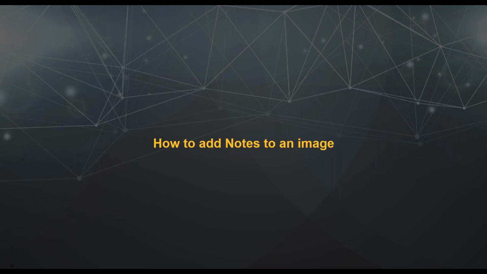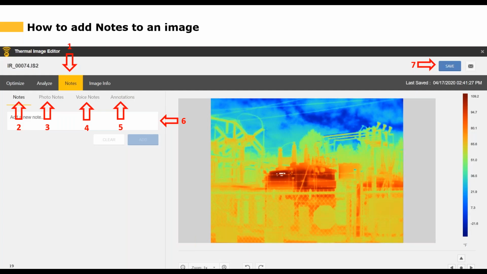All right, so that was a lot of information, but we covered basically how to optimize your image and how to analyze your image so that you can present information to your customers and focus in on the areas that they need to see. The next section is how to add notes to an image, where we will cover each one of the options available in more detail.